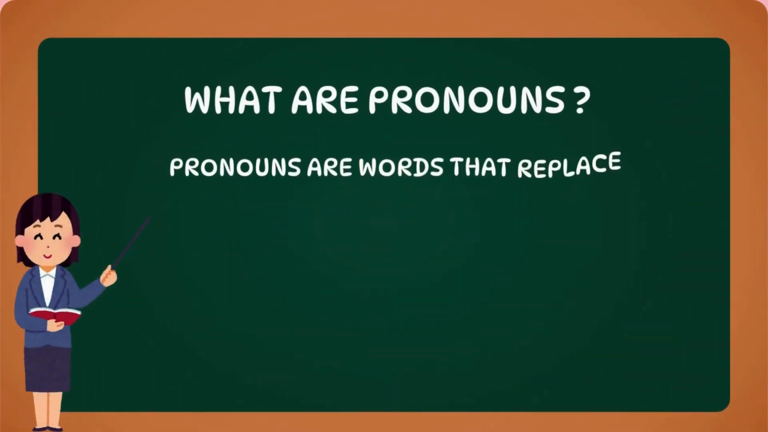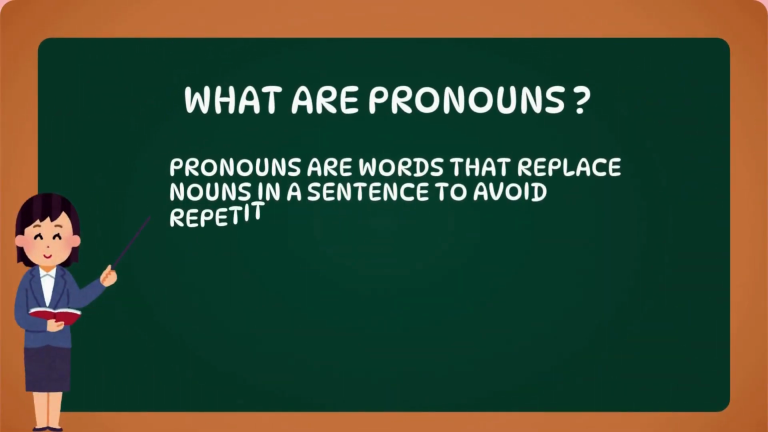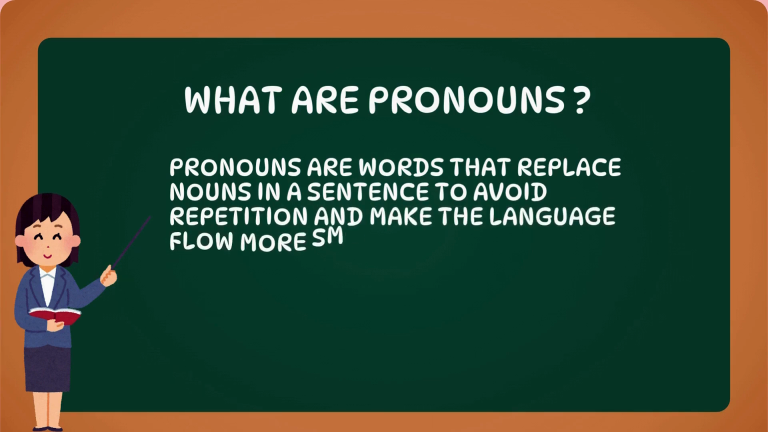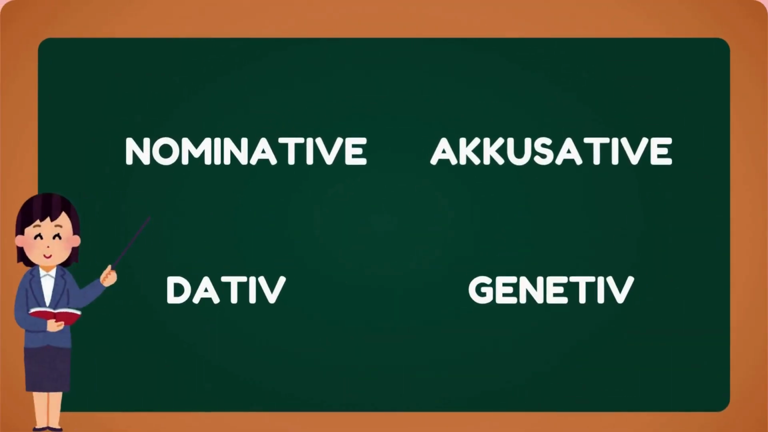Before we start, first let's understand what pronouns are. Pronouns replace nouns in a sentence to avoid repetition and make language sound natural. In German, the form of a pronoun changes depending on how it is used in a sentence. This is called case, or Fall in German. There are 4 Fälle, or 4 cases, in German. The first one is the nominative, second is accusative, third one is dative, and the fourth is genitive. We will study all these cases in detail in a separate video.